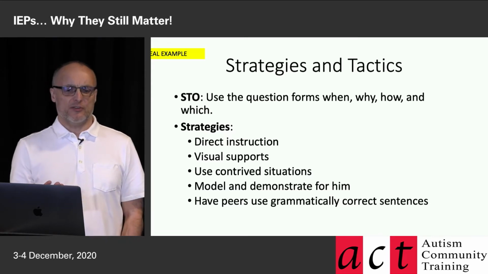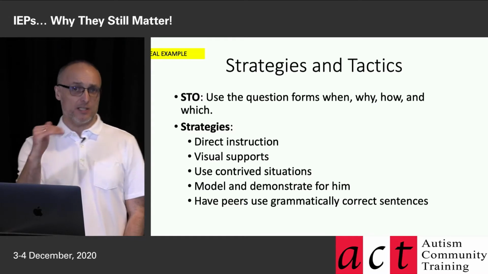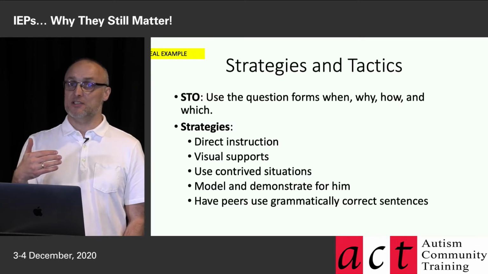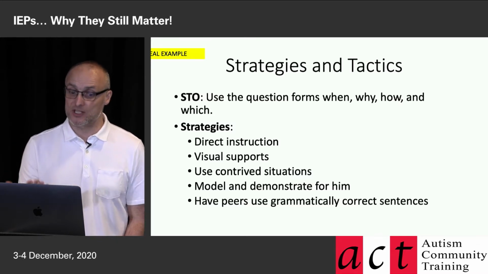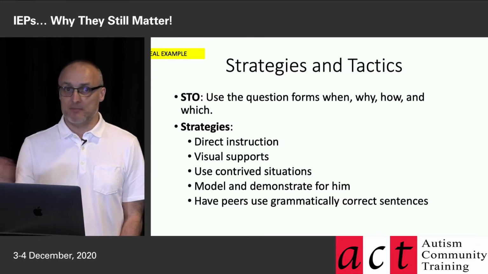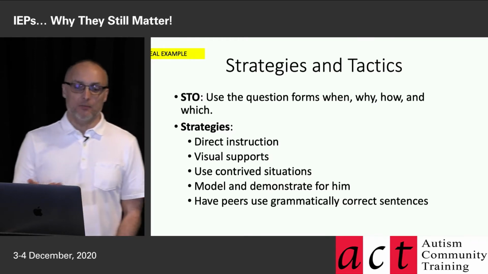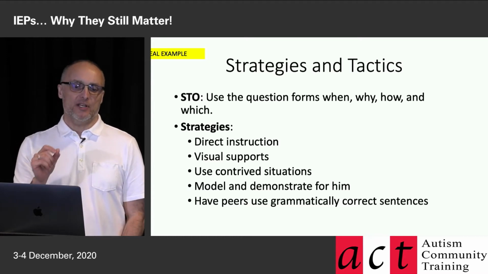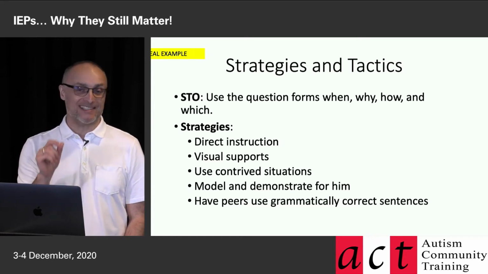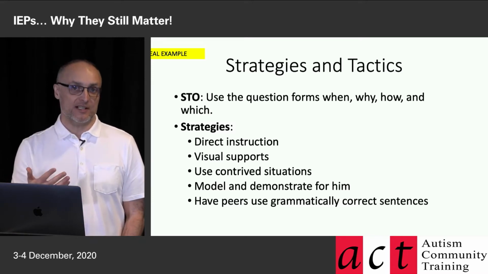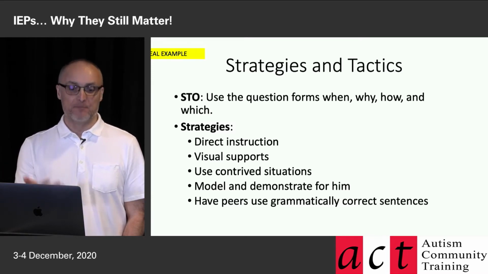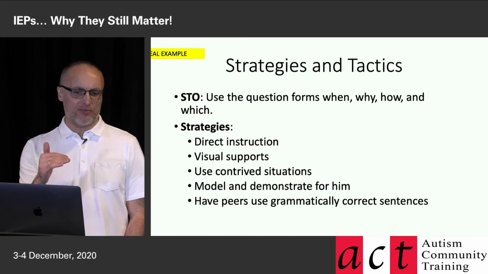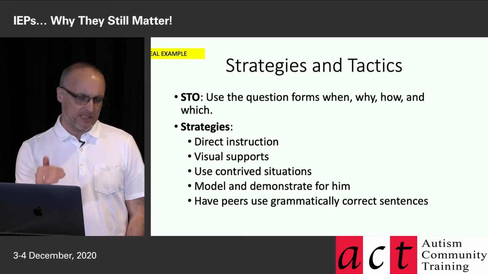Which visual supports? And this goes back to the faultiness of this particular STO as it's worded in front of you. Because I don't know the context in which the student is supposed to engage in asking these WH questions, I don't know what visual supports means in this context. Use contrived situations? Okay, I can infer that in order to be motivated to ask these questions, you have to create circumstances that invite asking these questions. So that would be my interpretation of contrived situations. But is that what this means? And what does that look like? Does this need to be more specific?